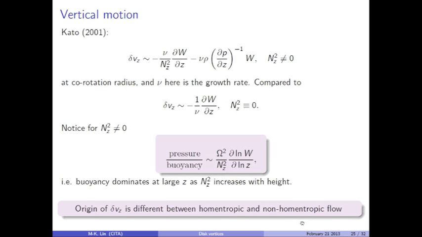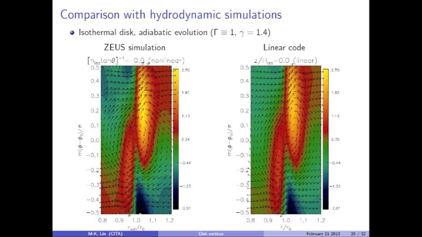Now, that's interesting to note, but the biggest application I have for this linear calculation, as I said from the very beginning, is just to check my hydrodynamic simulations. Now this is a comparison between a Zeus simulation and the calculation from a linear stability problem. And this is an isothermal disk, but evolved adiabatically. And I focus these plots on one of these vortex perturbations, and I'm quite content with this comparison here.